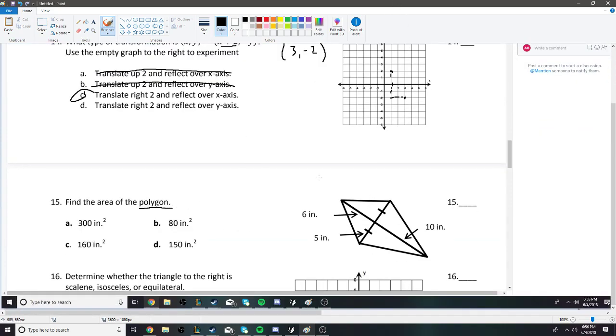Polygon is a name for just a shape. So this is a kite. These little markings right here mean that the kite has 2 lengths of 5. So 5 plus 5 means this whole stick is 10, and then 6 plus 10 means this whole stick is 16. The formula is d1 times d2 divided by 2. d1 is 10, d2 is 16, divided by 2, and this answer is 80. 80 inches squared, B.